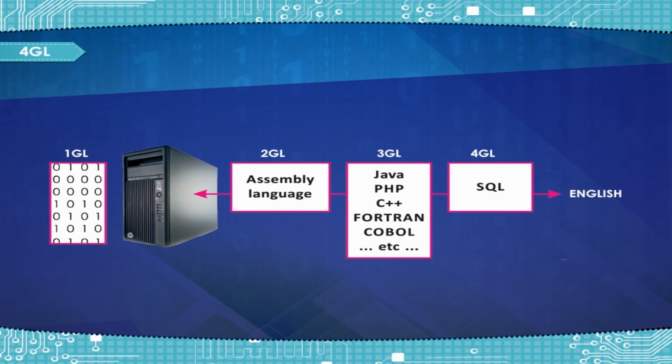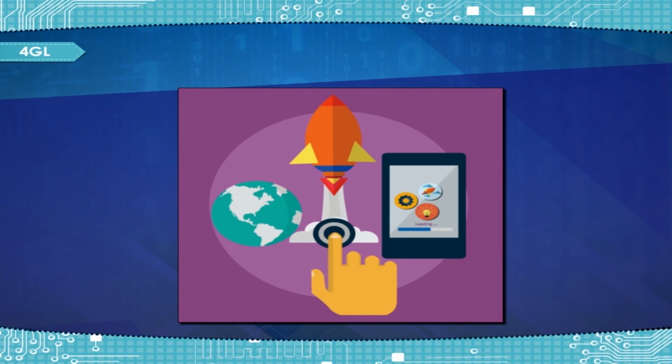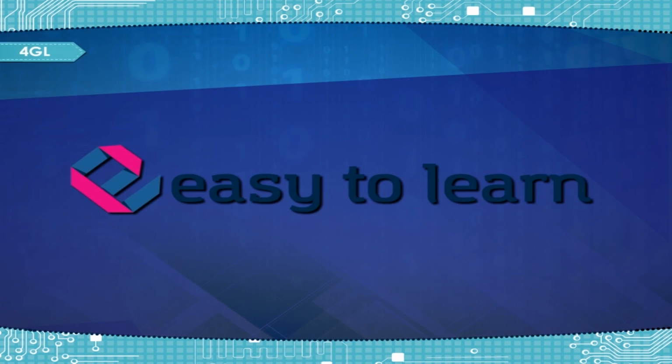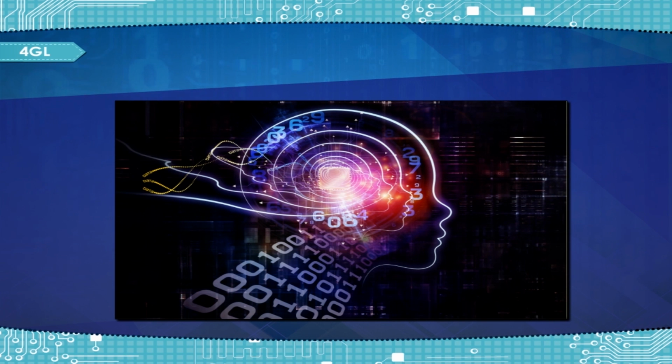4GL. This generation of language allows non-programmer users to write programs to query databases and to generate custom reports. Characteristics of 4GL: user-friendly, execution is fast, easy to learn and program by non-programmer users, use of artificial intelligence and neural network.